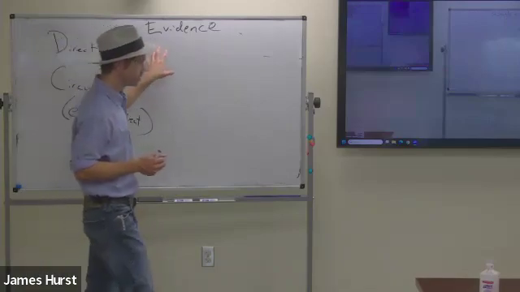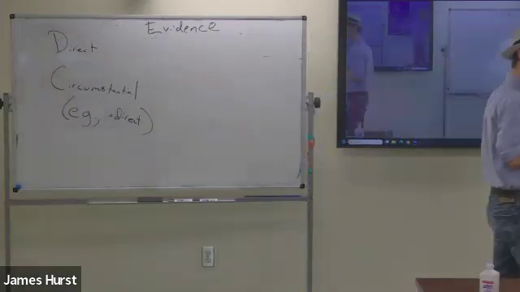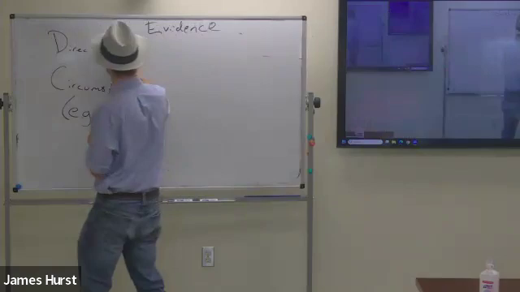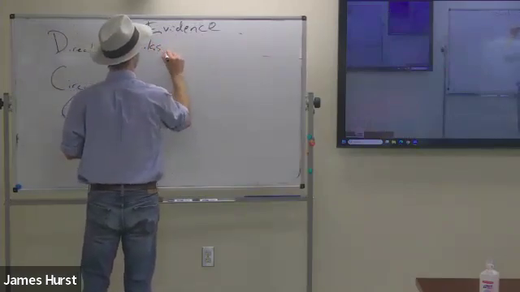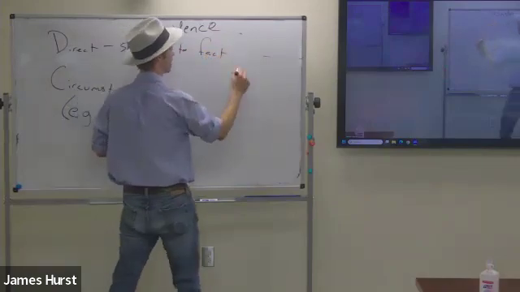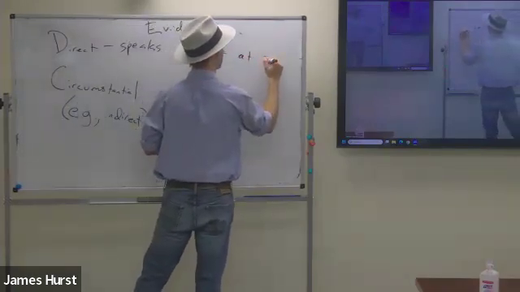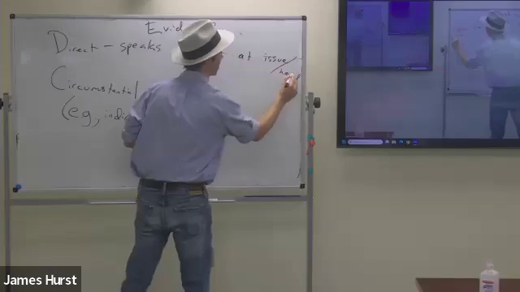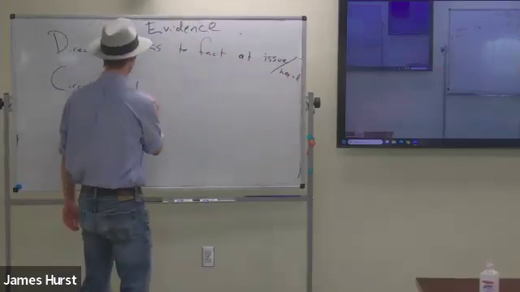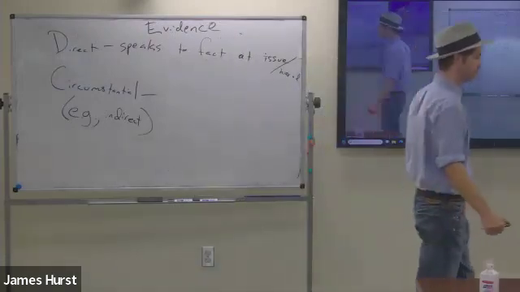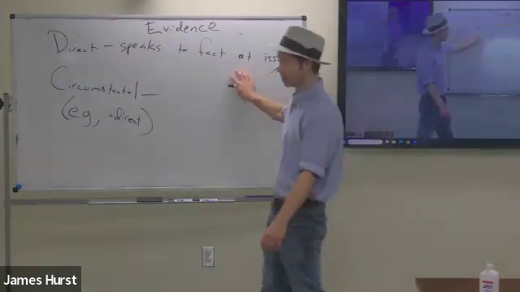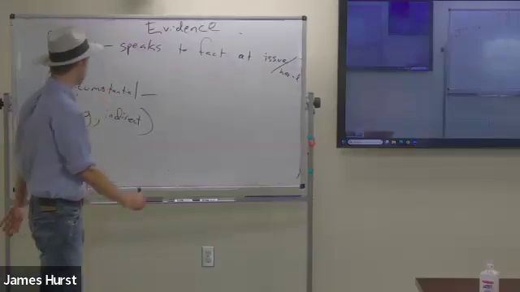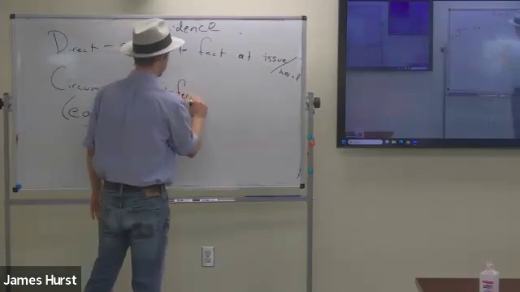Direct versus circumstantial evidence. We did talk about that last time, did we? Direct is when someone actually proves it. It's going to be able to say it was there. Speaks to facts at issue, facts at hand, whatever you want to say there. This one speaks about it directly. You don't have to make an inference. That's what you're getting. No inference needed. This one, inference will be needed.